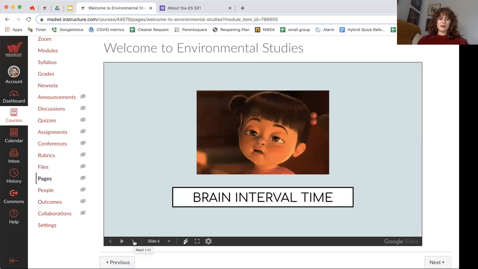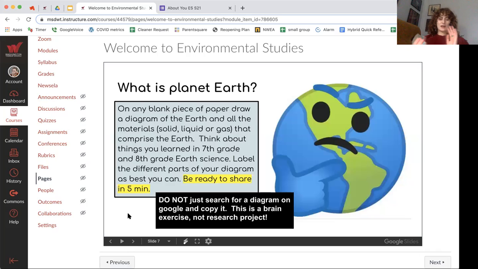All right, then we did a little brain break. Now this is your first official assignment. You're going to need to go find any piece of blank paper, any piece of scratch paper, anything you can draw on is fine. And on this piece of paper, you are going to sketch out a diagram of the Earth. So maybe draw a circle representing planet Earth, and then start drawing and labeling all the things, all the matter, all of the energy that makes up what we consider planet Earth.